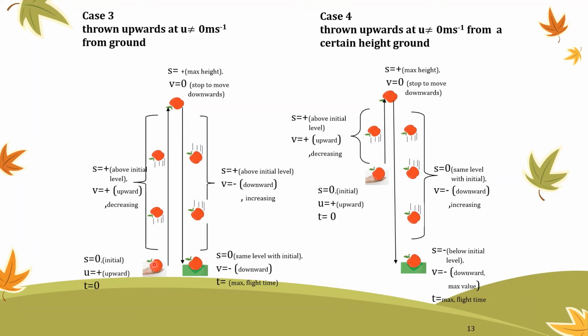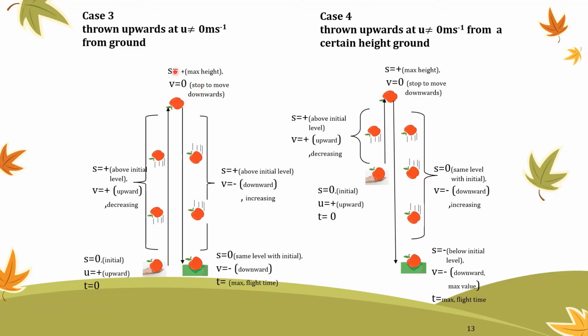So when we throw upward, what happened? The value of displacement will increase and be positive because it is above the initial level. But the magnitude of velocity will decrease, and v is still positive because it moves upwards. And at some time, it will be at the top, at the maximum height. So what happened at the maximum height?